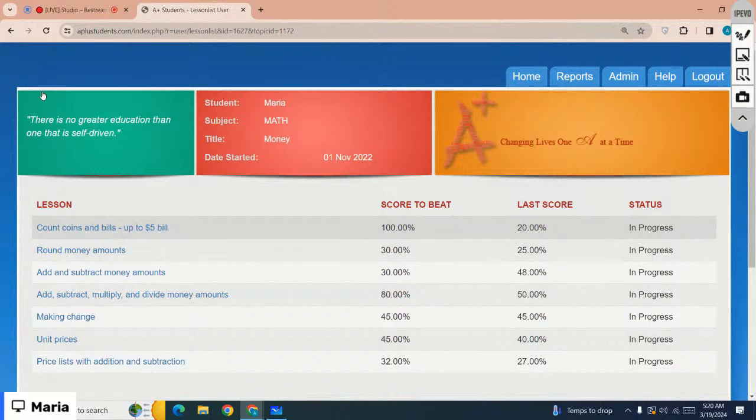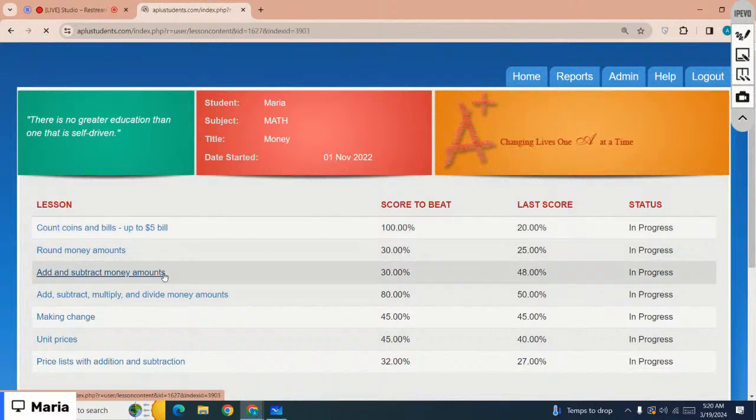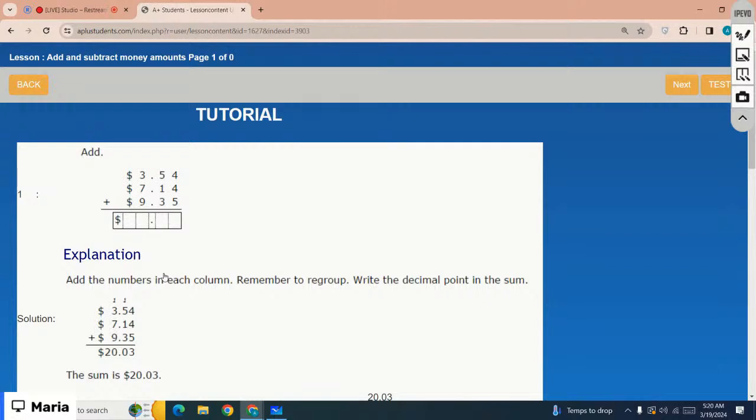Add and subtract money amounts. So adding and subtracting money amounts is exactly the same as adding or subtracting decimal numbers, right? Nothing new here. You already know how to add the decimal numbers or subtract them. Let's just start with the test questions.